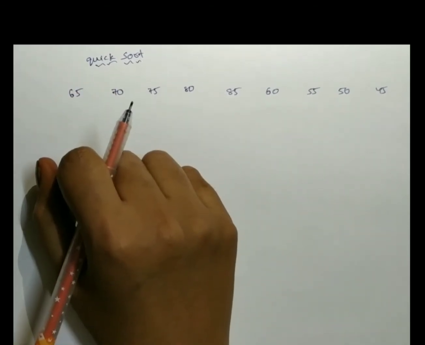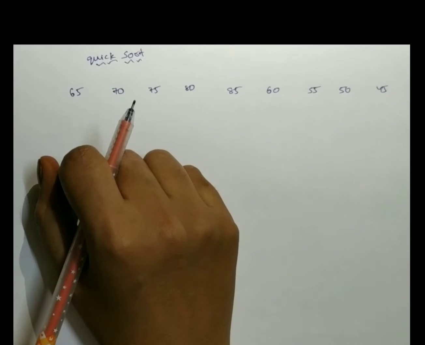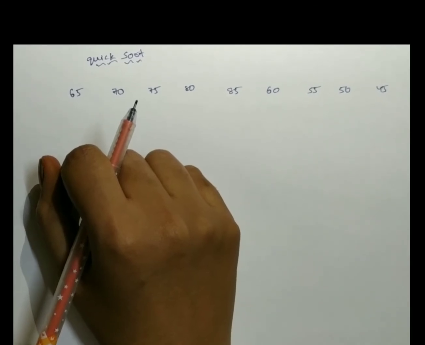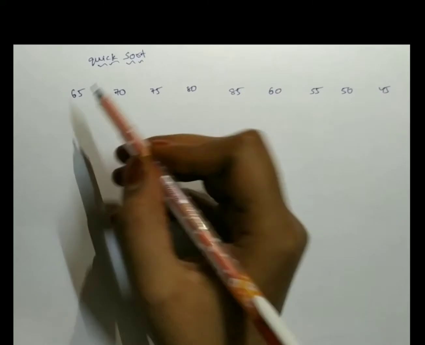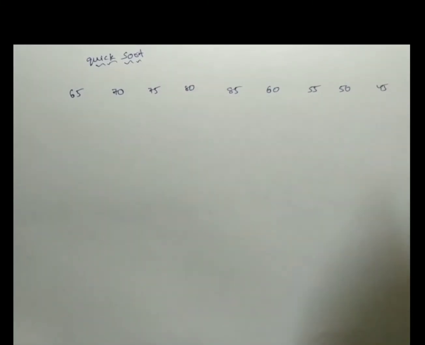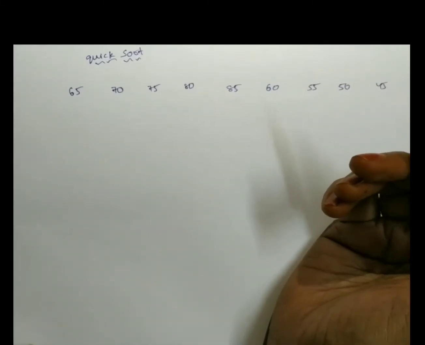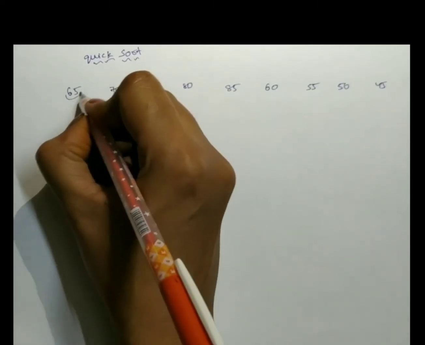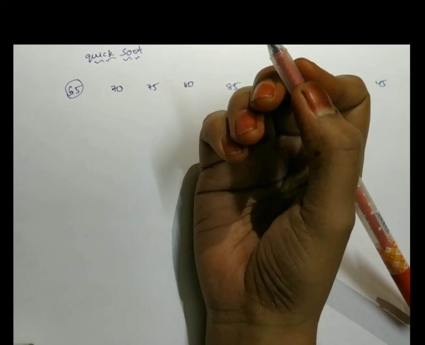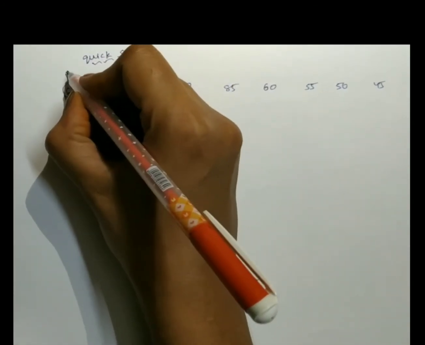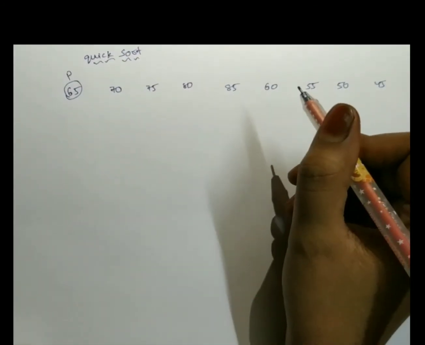By using that pivot element, the dividing operation will be performed in this quicksort operation. You can choose any number from the given list, either the first number, or the second number, or the last number. Here I am choosing the first element as the pivot element, and I am representing it with a circle, and I am treating it as P.